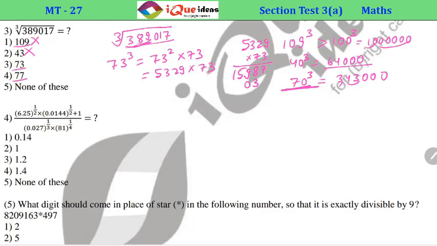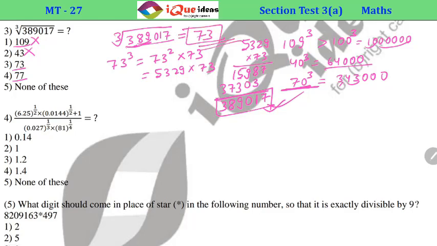7 9s are 63, 3, 6 carry forward, 7 2s are 14, 6 is 20, 0, 2 carry forward, 21 and 2 is 23, 3 here, 2 carry, 35 and 2 is 37. Right, let's add this. 7, 8 plus 3, 11, 1, 9 and 1, 10, 5 and 1, 6, 3, 9, 7 and 1, 8 and 3. So it is 3,89,017. So this cube root will clearly be 73.